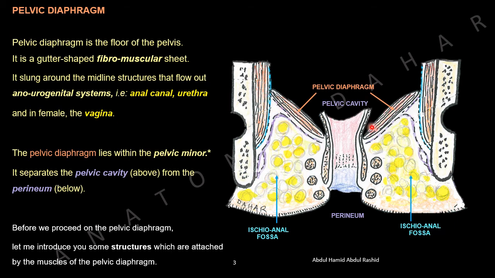The pelvic diaphragm lies within the pelvis minor. It separates the pelvic cavity above from the perineum below. Before we proceed to the pelvic diaphragm, let me introduce some structures which are attached by the muscles of the pelvic diaphragm.